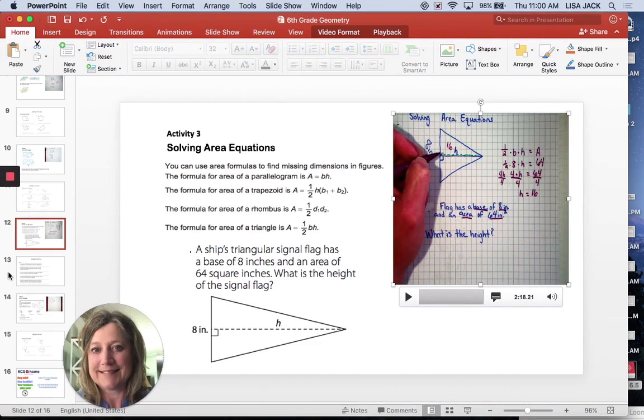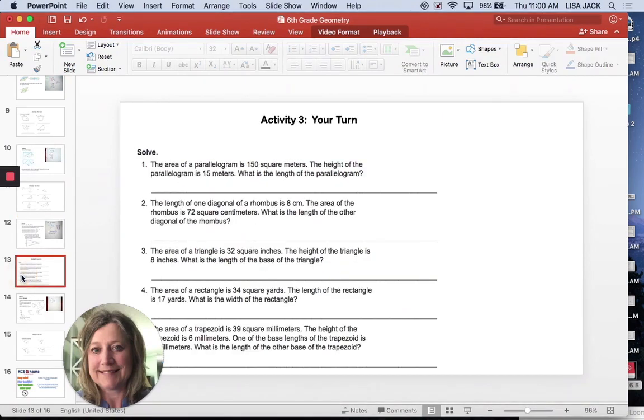Okay, don't forget, as we move to the your turn, that there is something missing in every one of these problems. So you're either going to be looking for the height, the base, the length, or you may be looking for the area, but there's a part of it that's going to be missing. So try to identify what it is that it's asking you to solve for, and then just use substitution for the information you already know.